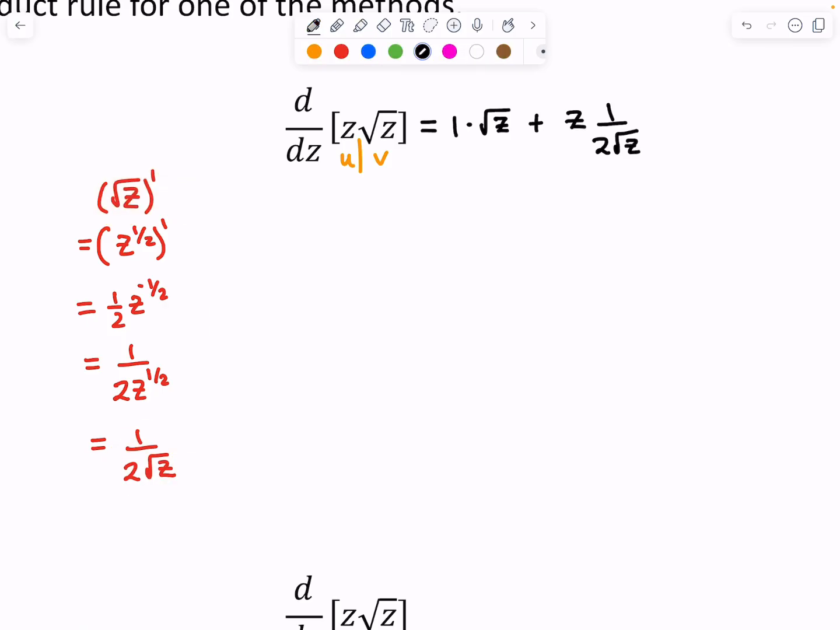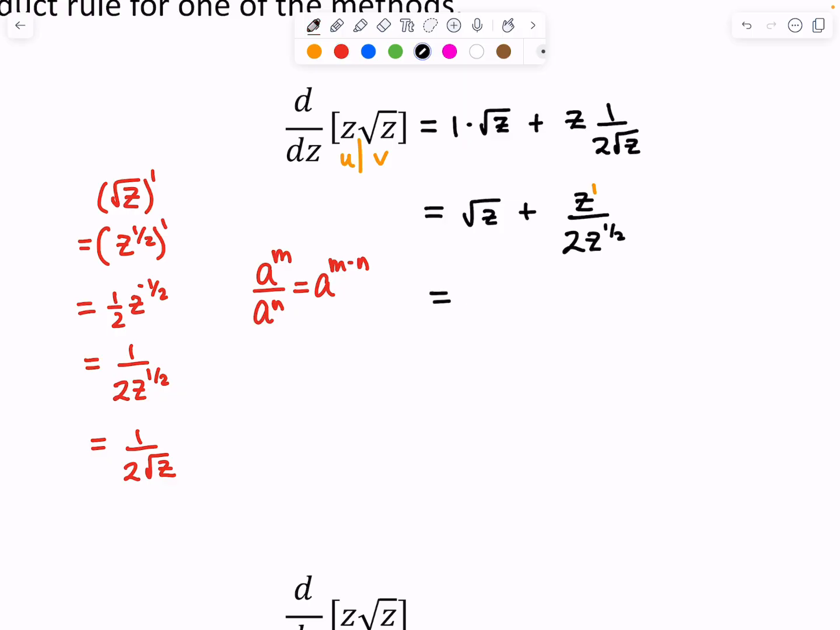Okay, so simplifying our answer up above, 1 times square root of z is square root of z, plus, and then we have z over 2z, and I'll put that to the 1/2. Now this z in the numerator is to the 1. And then recall that if you have a to a power m divided by a to a different power n, you can combine this into a to a new power, which is found by subtracting n from m.